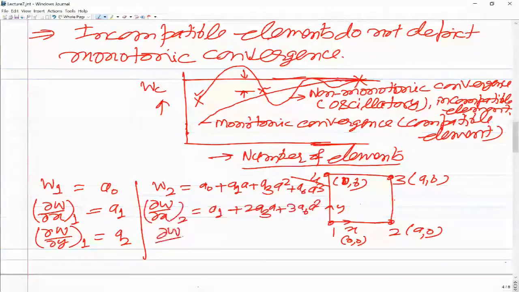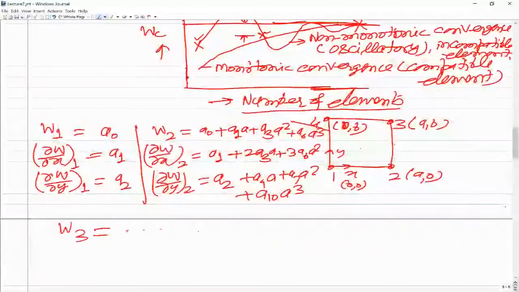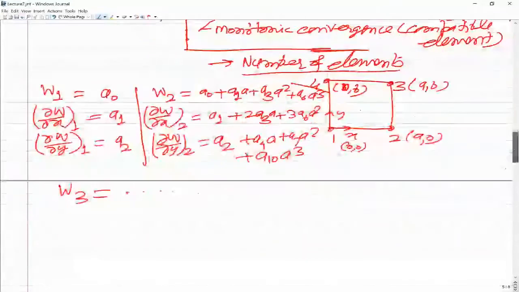So differentiate w with respect to y and then put x equal to 0 and x equal to a and y equal to 0. We'll get this as a2 plus a4 into a plus a7 into a square plus a10 into a cube. And so similarly, you can write all the degrees of freedom. Same way, you will have W3 expression, del W by del X at 3, del W by del Y at 3, then W4, del W by del X at 4. So you can write all of these and then you can set up the equations.